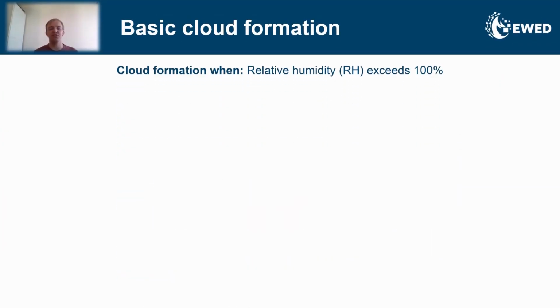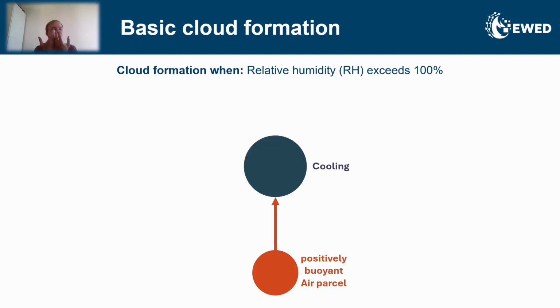Let's have a deeper look into the basics behind cloud formation. We can state that cloud formation generally occurs when the relative humidity exceeds 100%. So when we translate this to wildfire plumes, we can take the same approach as we did in the previous videos of taking a relatively buoyant air parcel that originates from above a wildfire. And we know from the previous videos that when this parcel rises upwards, it starts to cool. And the thing about cooling is that it means that the air parcel can hold less water vapor, which effectively means that the relative humidity increases.